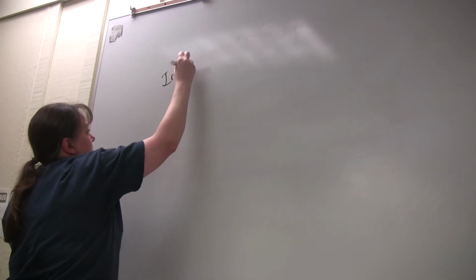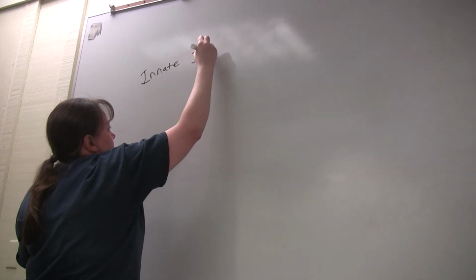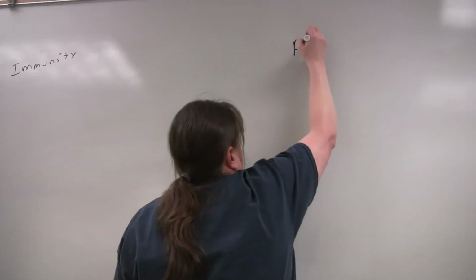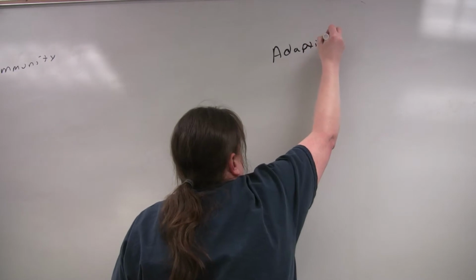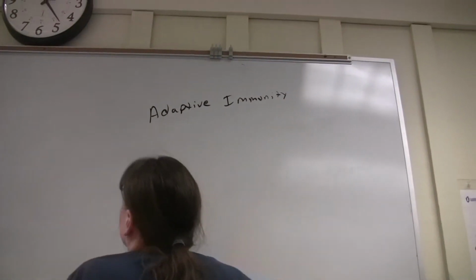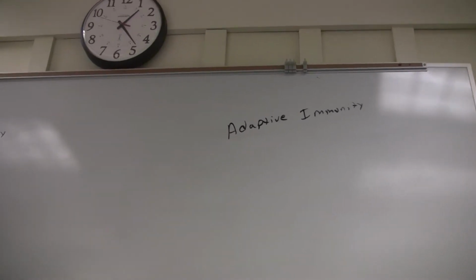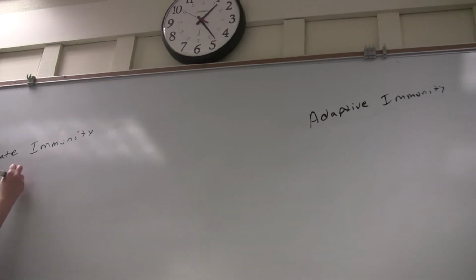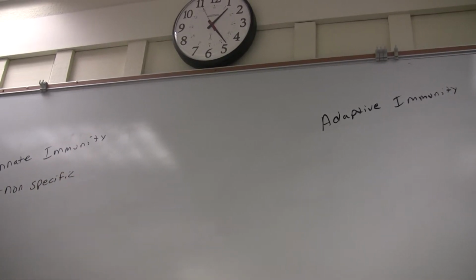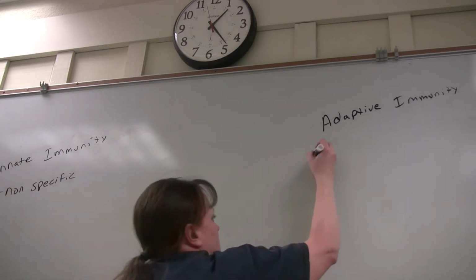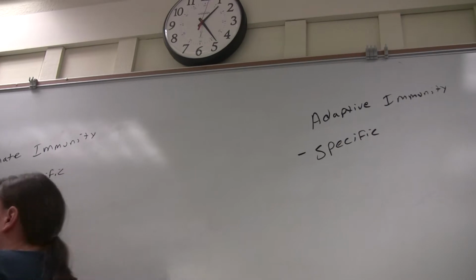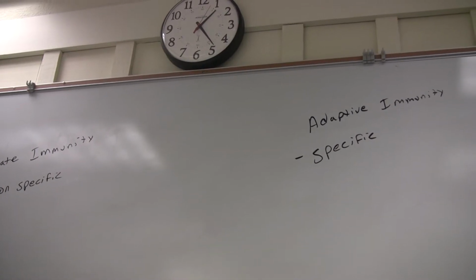Innate immunity. We'll compare that to adaptive. Okay, so with innate immunity, this is the stuff that's non-specific. If you're foreign, it will attack you, doesn't matter who you are. With the adaptive immunity, this is specific immunity. Each different type of lymphocyte will only attack a specific type of pathogen.